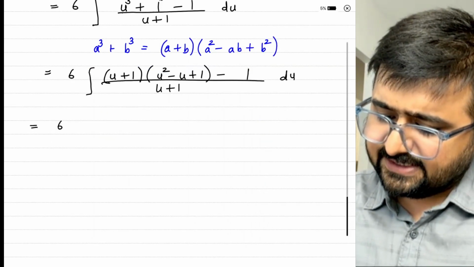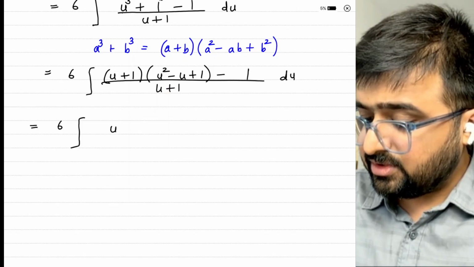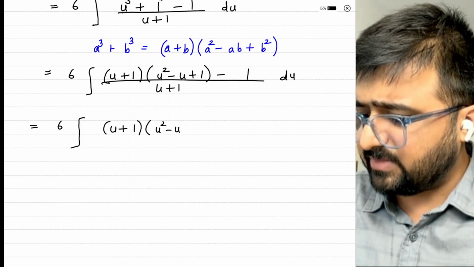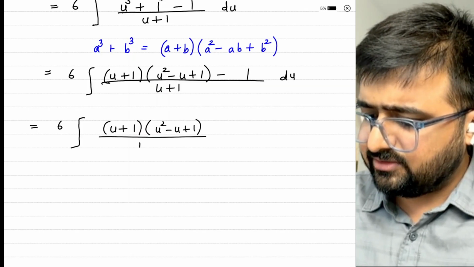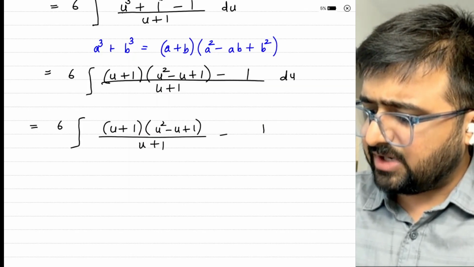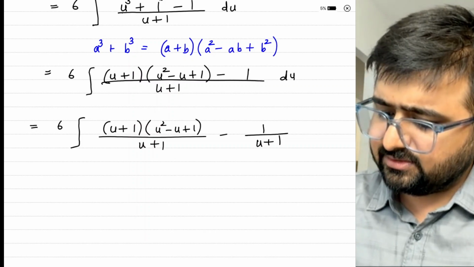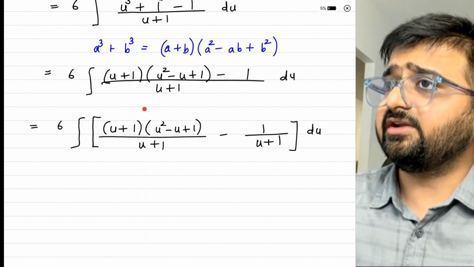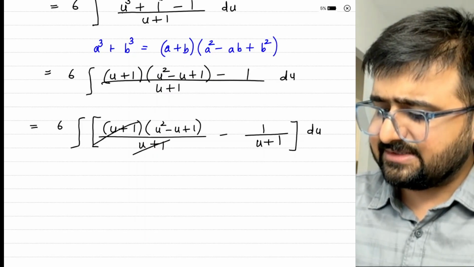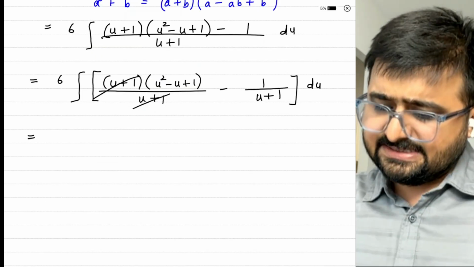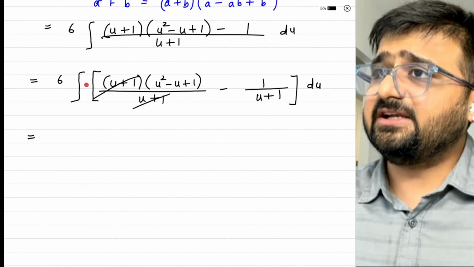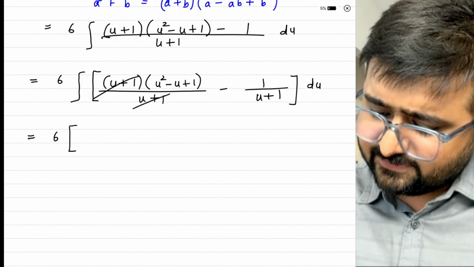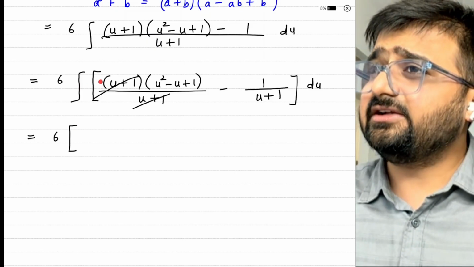So you will have 6 integral of (u plus 1)(u square minus u plus 1) divided by u plus 1, minus 1 over u plus 1. So we did a split of that denominator in both of those terms. Now you can cancel that u plus 1. So now it's a very easy integral, because basically you can just split that integral in all of those terms at this point. So you have 6, let's put the bracket. So give integral to literally all the terms.